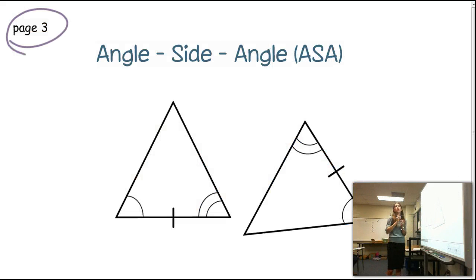So you're on page 3 of your book. Page 3 of your book. It's just the very next page. Title it angle, side, angle, and leave room for 2 pictures. Do we draw the picture? Yes, draw the picture, put the title, put the picture. Here we go. Just follow along with us and then we'll do examples. Angle, side, angle.